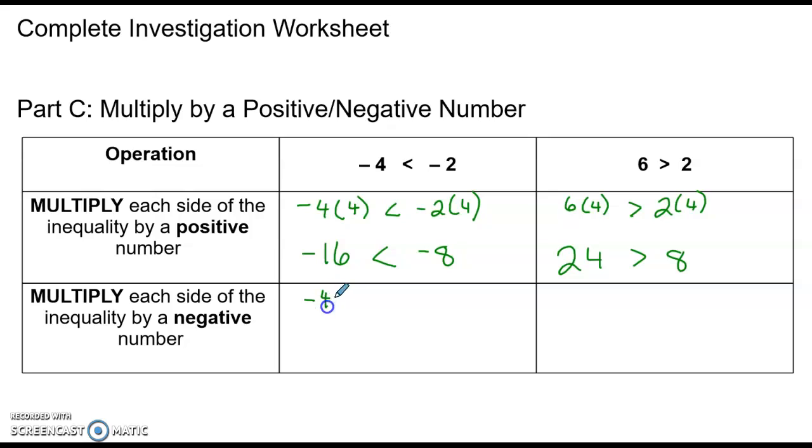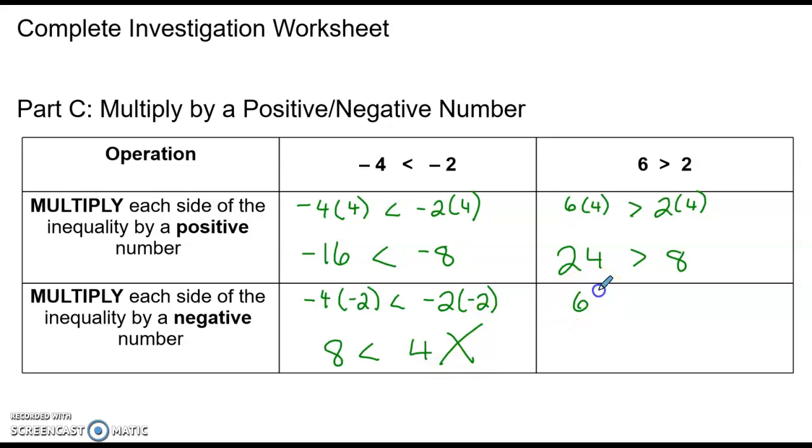So we have -4, let's multiply by -2. So -4 times -2 is +8, and -2 times -2 is +4. 8 is less than 4? That doesn't make sense. We all know that 8 is greater than 4, so that one does not hold true.